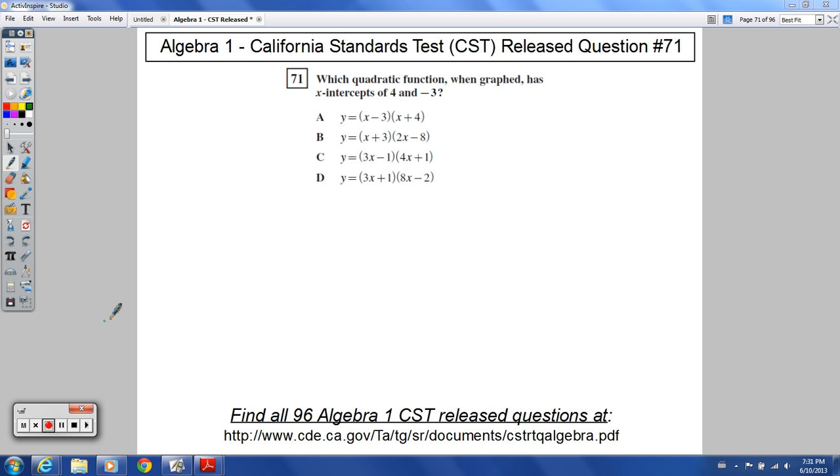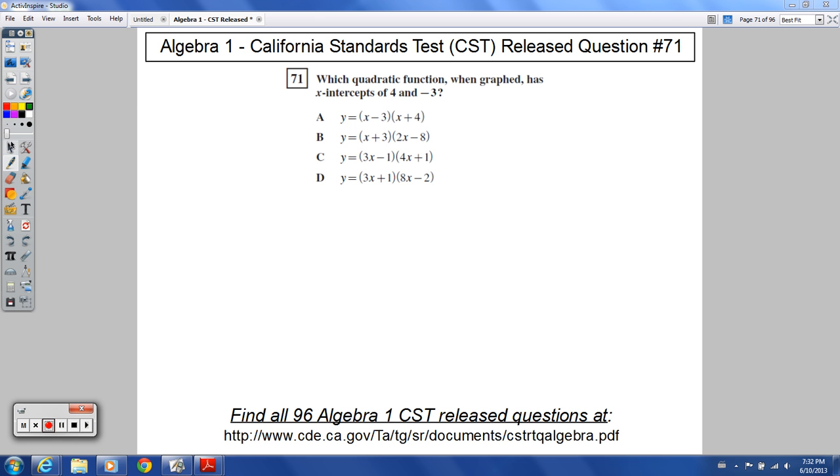Hello and welcome to Algebra 1 CST release question number 71. It says, which quadratic function when graphed has x-intercepts of 4 and negative 3? In other words, it's basically saying when do these quadratic functions have these as answers or solutions. That would be the x-intercepts.